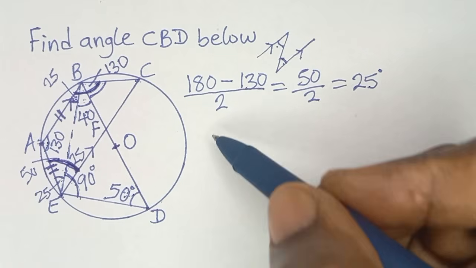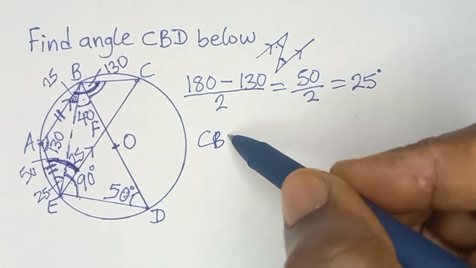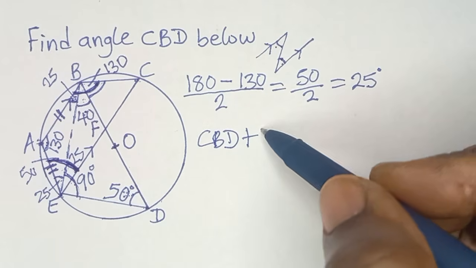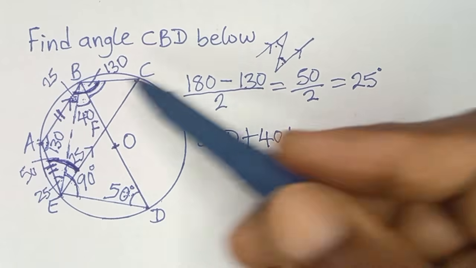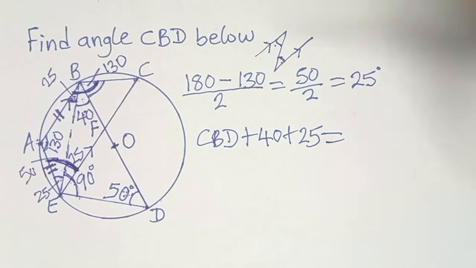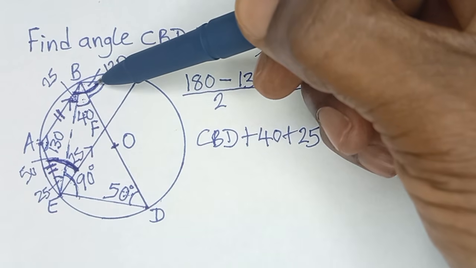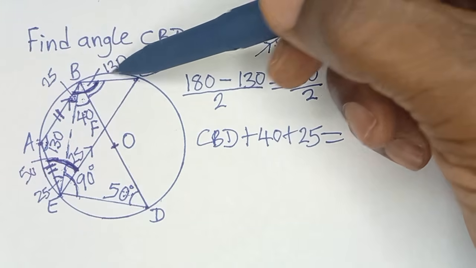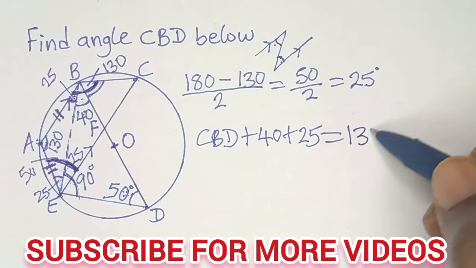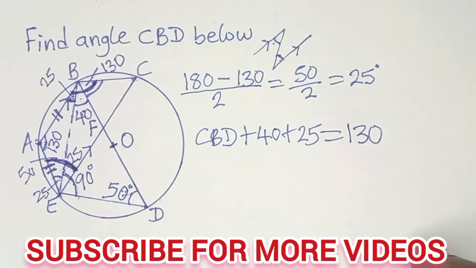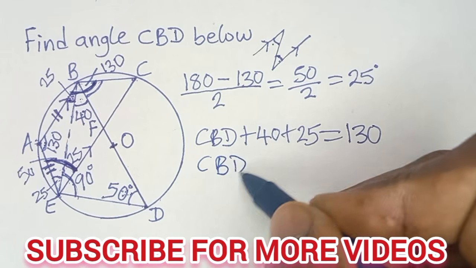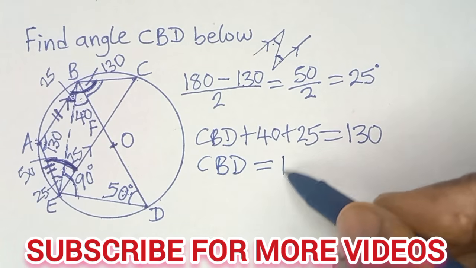So you agree with me that angle CBD plus the other smaller angle 40 plus the last one, which is 25, all together give us the whole of this angle at position B that we're looking for, which is 130. So the whole of the three angles there give us 130. So we can now say that CBD, which is the angle that we're looking for, is equal to 130.